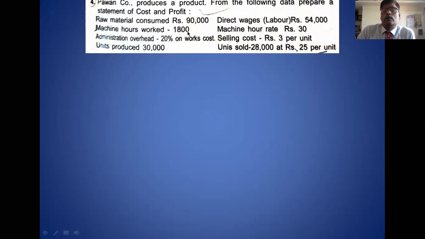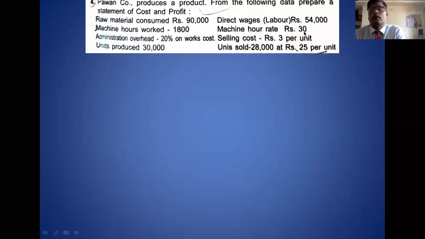Machine hours worked 18,000. The machine hours worked is the machines working in the factory itself. So this is the item related with factory. Machines, we use machines in the factory, means production plant. Therefore, the machine expenses are connected with factory. So, machine hours worked is 1,800.